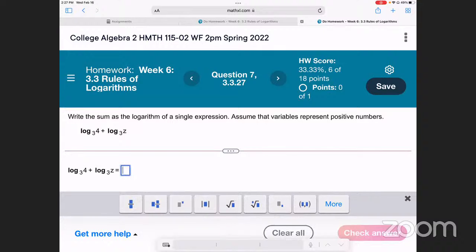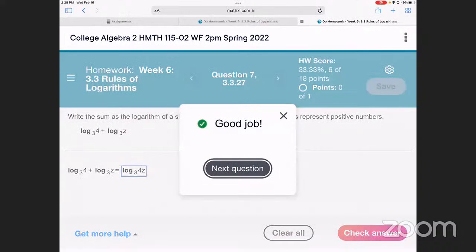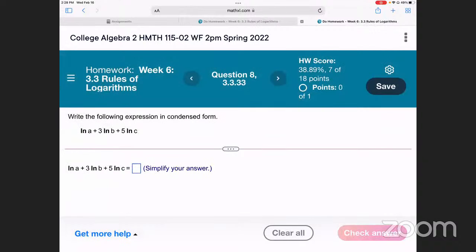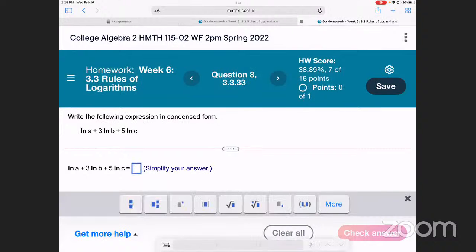So working backwards is going to become log base 3 of 4z. Let's type it like this, 4z. Okay. Again, we're condensing it, so we're working backwards. So then we're going to have the natural log. Now that 3 can go to the exponent of b, so we're going to have a b cubed c to the power 5. So the sum of the logs becomes the log of the product.